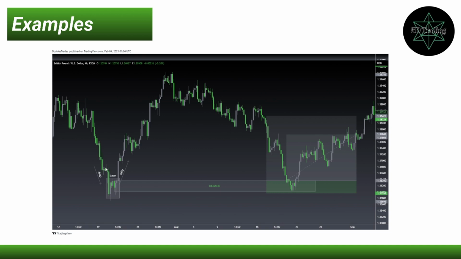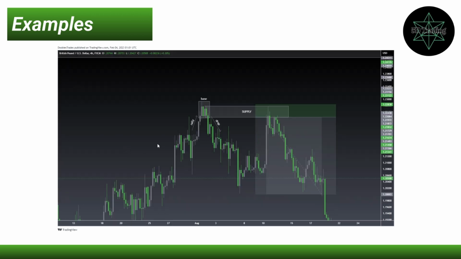So we're bearish, breaking structure in here. We then have our accumulation, and then we get a rally. So a drop base rally, this breaks the structure up there, flipping us from bearish to bullish. So this will be a reversal demand zone.